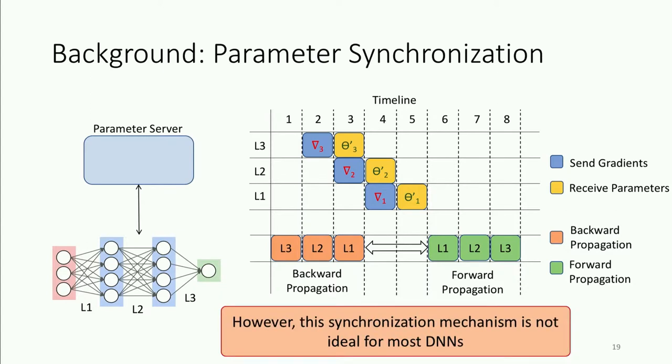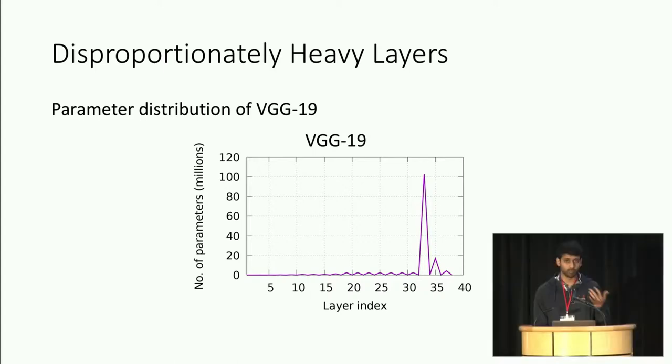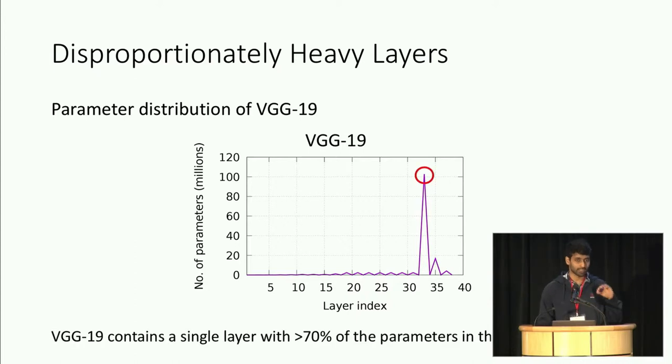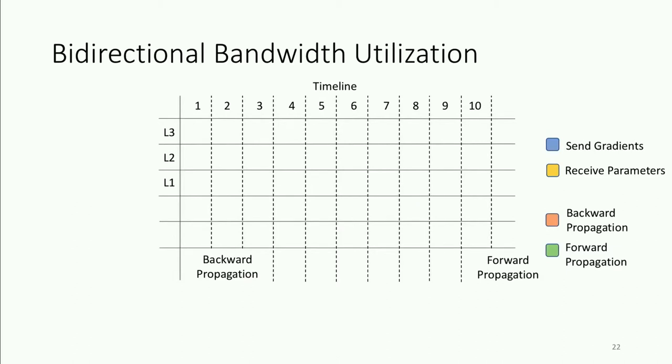But in this work, we make the key observation that this type of synchronization is not suitable for many neural networks. So our first key observation is regarding the underutilization of bidirectional bandwidth, and we propose a solution called parameter slicing. If you look at heavy models like VGG19, this is the parameter distribution graph of VGG19: layer index versus number of parameters on each layer. You can see there is one single layer which contains more than 70% of the parameters in the whole neural network.